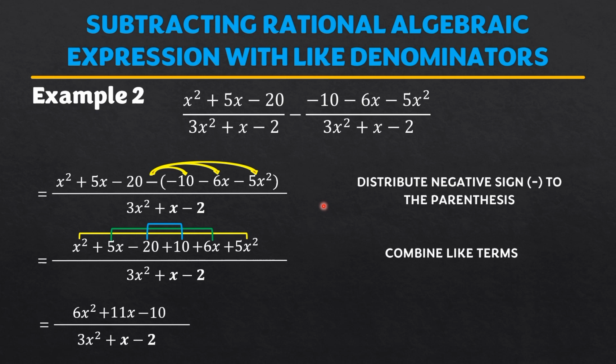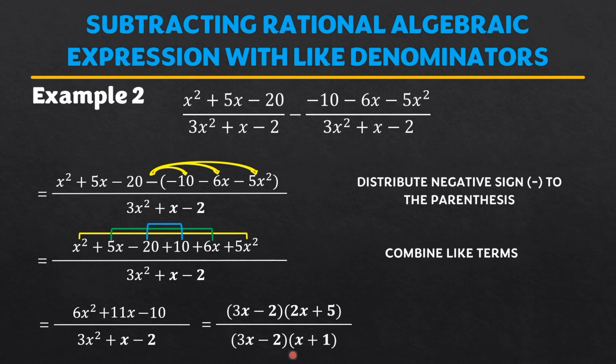After that, we will factor out the numerator and then the denominator. Okay? So the factors of 6x squared plus 11x minus 10 is the quantity of 3x minus 2 times the quantity of 2x plus 5. And then the factor of 3x squared plus x minus 2 is the quantity of 3x minus 2 times the quantity of x plus 1.